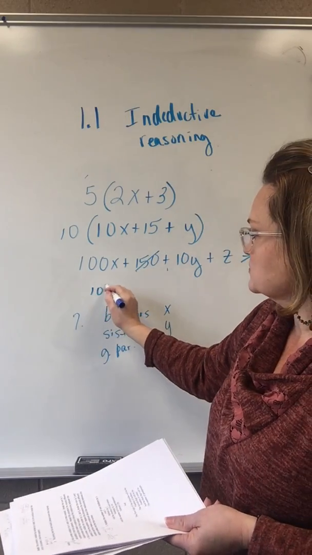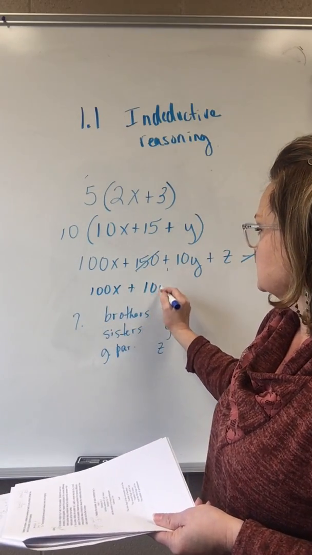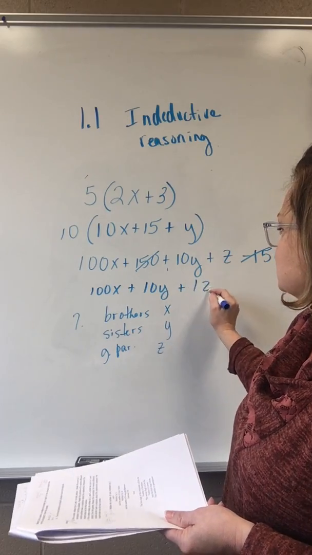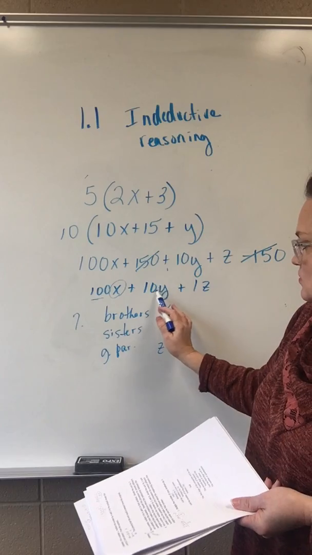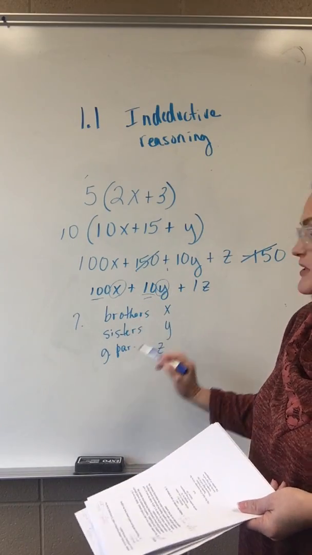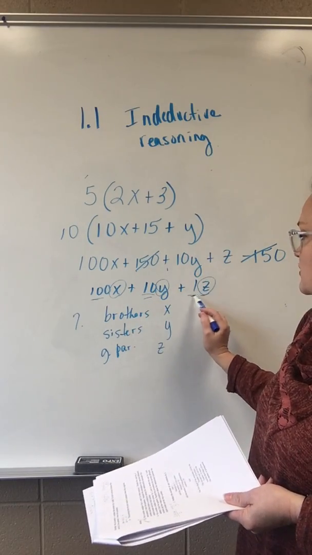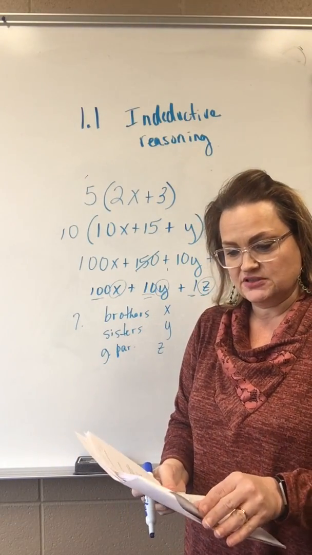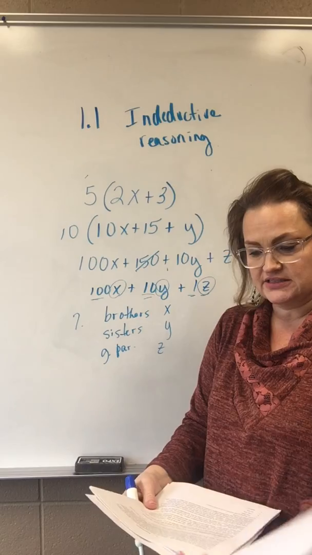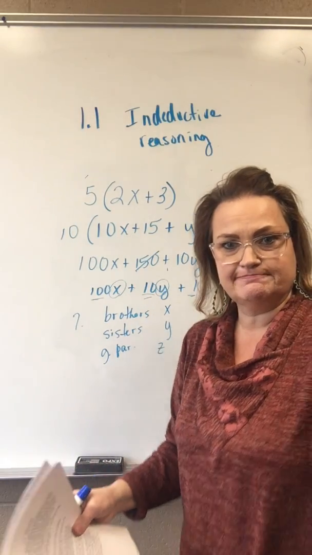And then we have 100 x's, 10 times y, and then the 1z, which makes your brothers be in the hundreds place, your y's, your sisters, be in the tens place, and then the z, your grandparents, be in the ones place. So it works out just perfectly there. So that's kind of an overview of inductive and deductive reasoning.